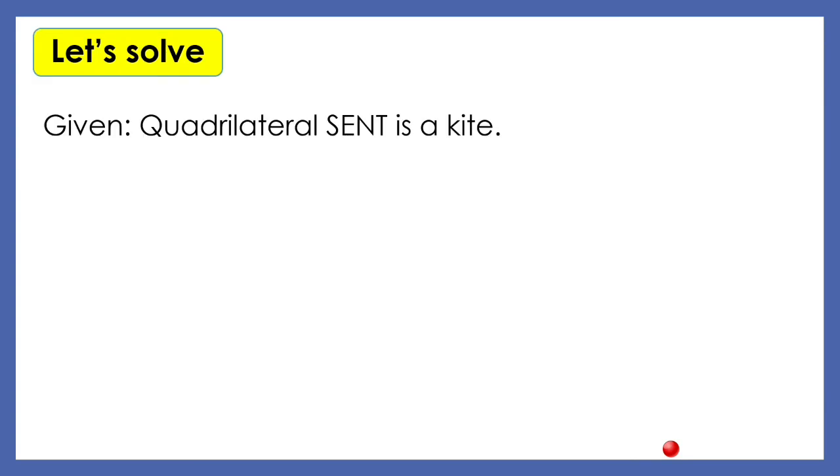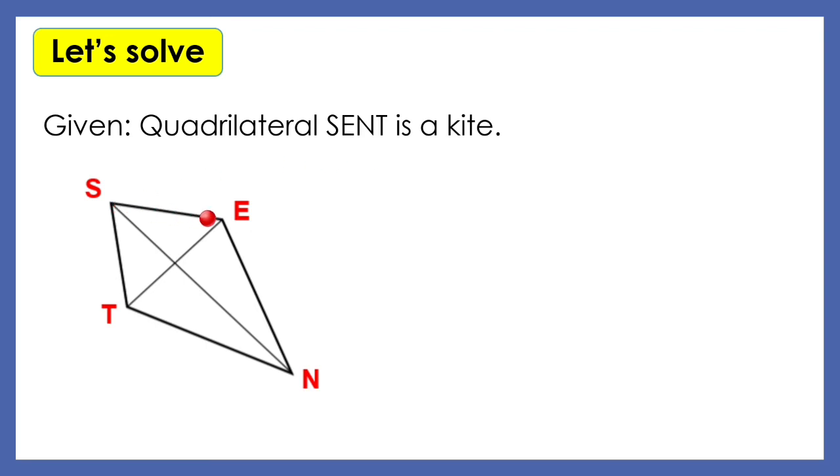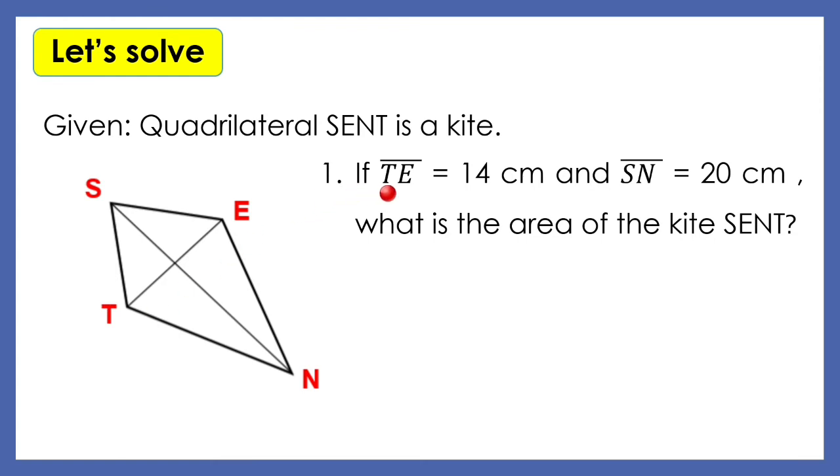Okay, let's solve. Our given is quadrilateral SENT is a kite. So, we have here quadrilateral SENT, which is a kite. For number 1, if line segment TE equals 14 centimeters and line segment SN equals 20 centimeters, what is the area of the kite SENT? So, from our figure, ang line segment TE is a diagonal which measures 14 centimeters. Line segment SN is also a diagonal which measures 20 centimeters.